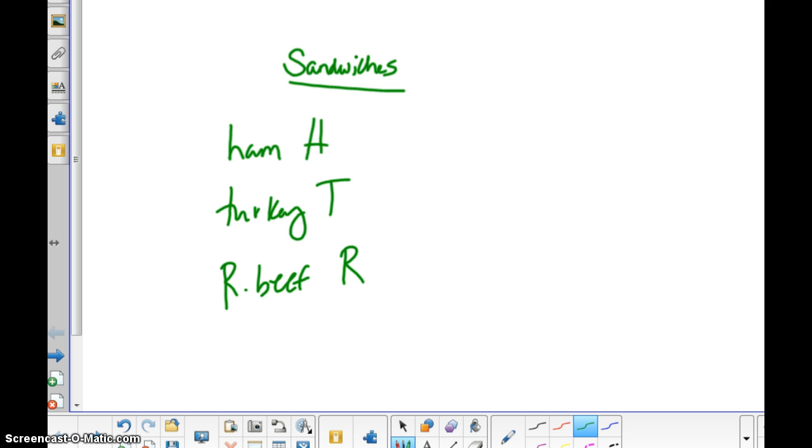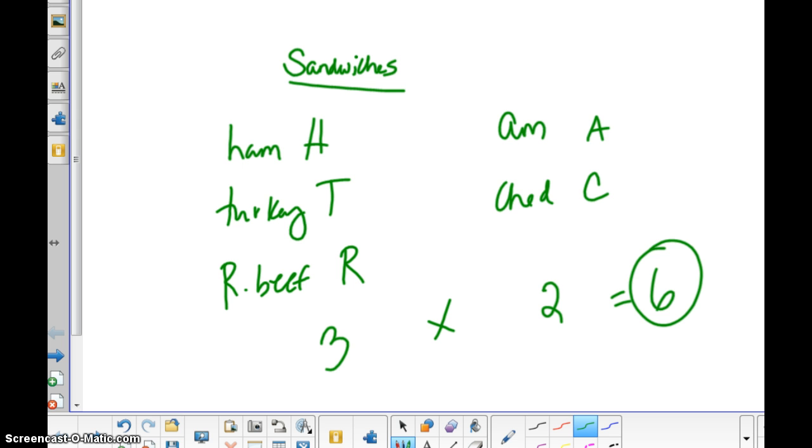Then I give you 2 choices for cheese. One is American, which will be A, and one is going to be cheddar, which will be C. Okay? Everybody's with me so far? Now, the first question I'm going to ask is, how many possible outcomes for sandwiches will there be? Will? 6. Why? Because there's 3 meat and there's 2 cheese. So you could have 6 different combinations.